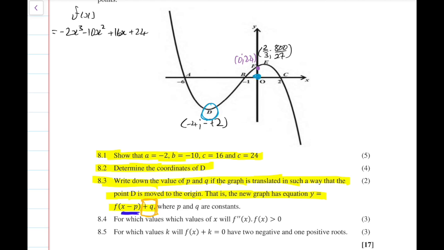We must move it 4 units to the right. So that means it's going to be f of x minus 4, because minus 4 is a shift to the right. And then how many units up must we go? We must go 72 units up so that we can end up there, essentially. So plus the 72. And that's that.